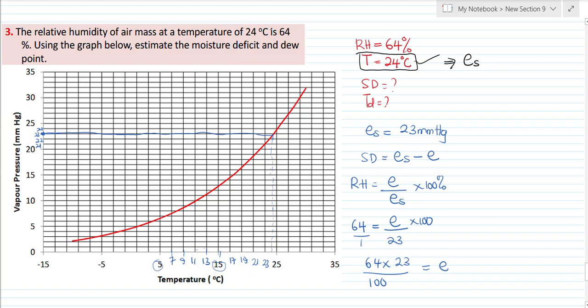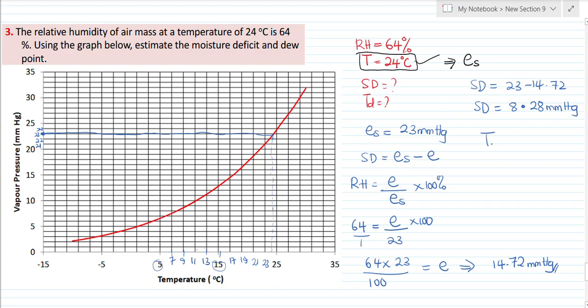Okay, so let's find out what we are going to get. So the vapor pressure is going to be 14.712, and the unit will be millimeters of mercury. So getting that, we can find our saturation deficit, or the moisture deficit, which is the same thing. So 23 minus 14.712, and so our saturation deficit is going to be 8.28 millimeters of mercury. We need to bring the unit.